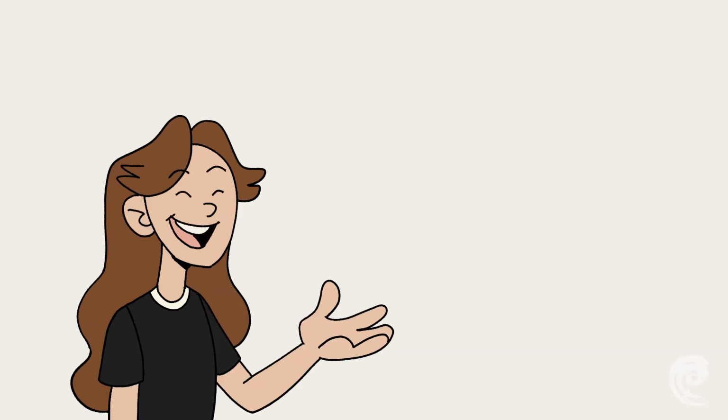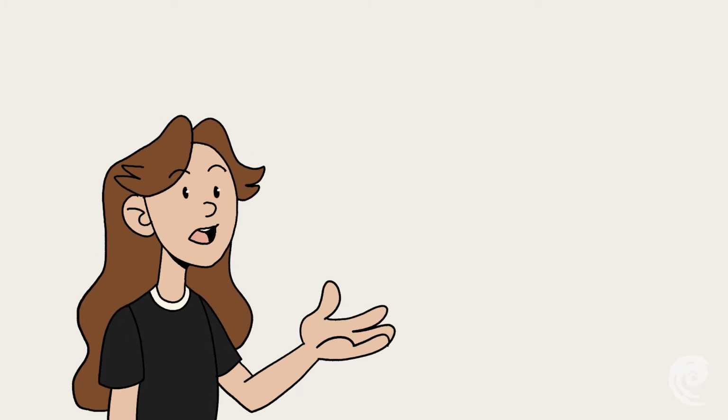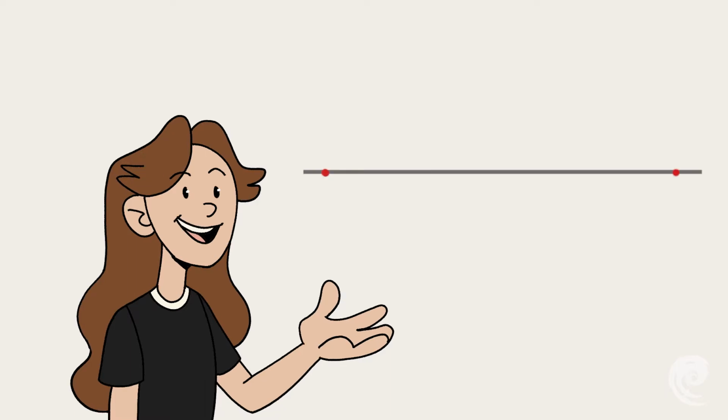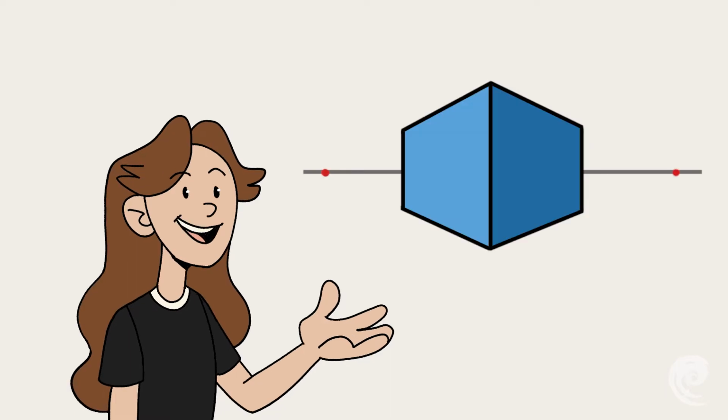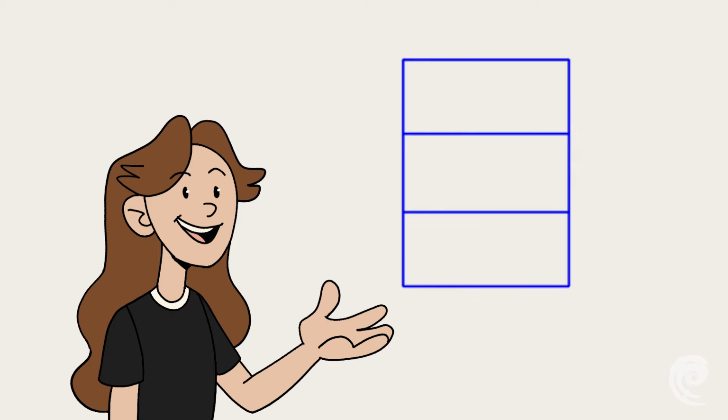Today, we're going to learn how to draw in two-point perspective, and I'm going to show you how easy it can actually be. So first, let's talk about what two-point perspective is. It's when there are two vanishing points for the objects in space to recede back to. This happens when the object is no longer facing the viewer, but rather the corner of the object is.